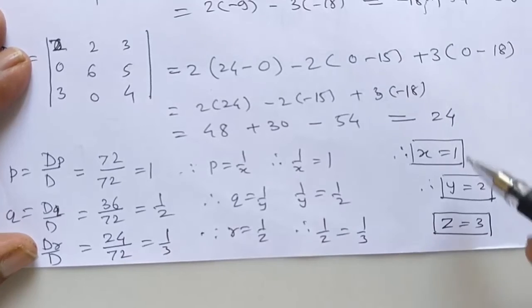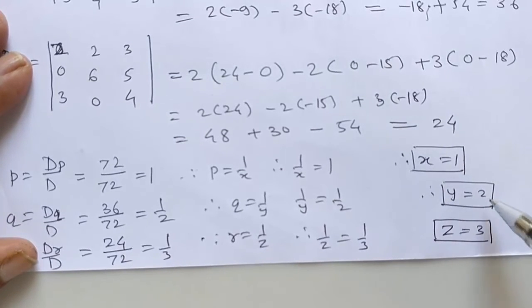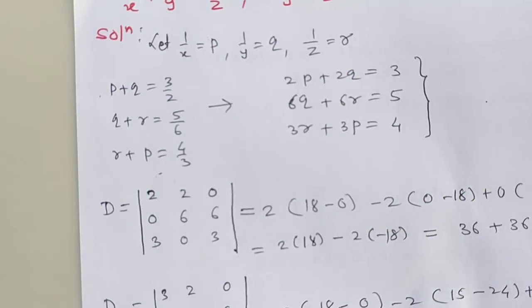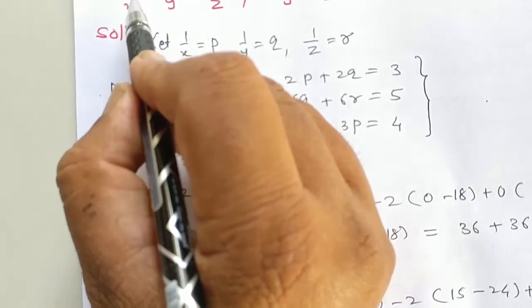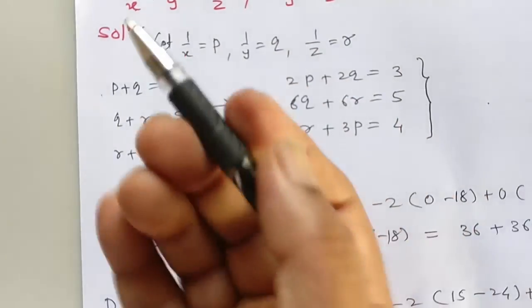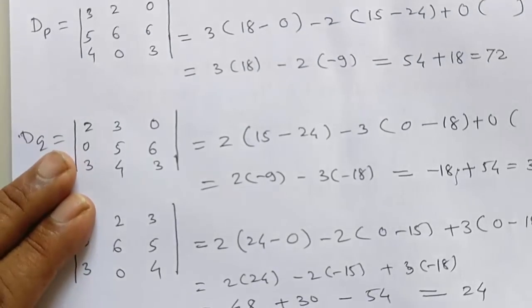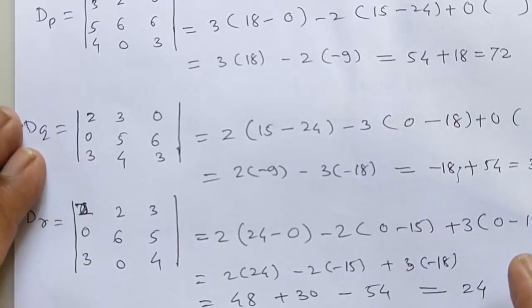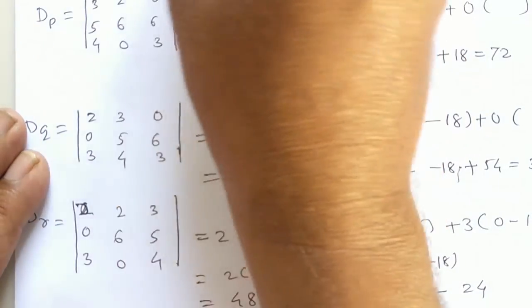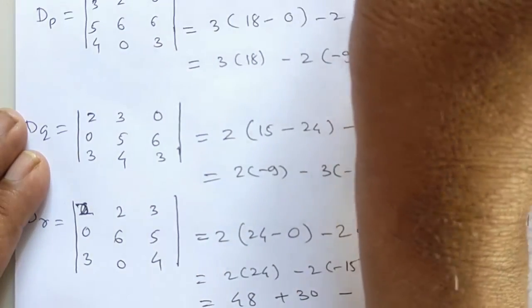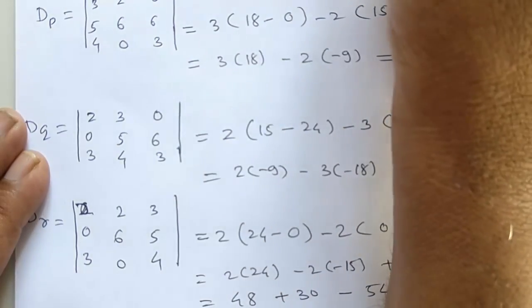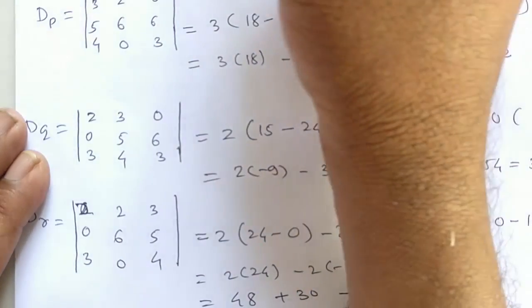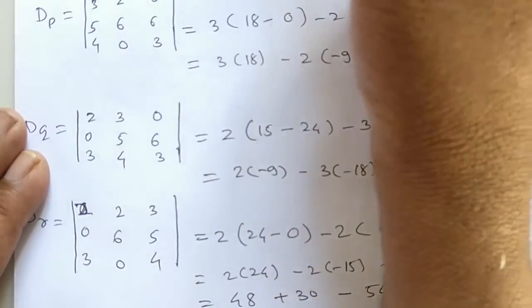In this way we have calculated x is equal to 1, y is equal to 2, z is equal to 3. By substituting the values we can verify equation 1. 1 upon 1 plus 1 upon 2, that is 1 plus 1 half, is 3 by 2. In this way we can verify the values of x, y, z. In this way we have solved by Cramer's rule a complicated example by substituting 1 upon x is equal to P, 1 upon y is equal to Q, and 1 upon z is equal to R. First we find P, Q, R, then we can find x, y, z.